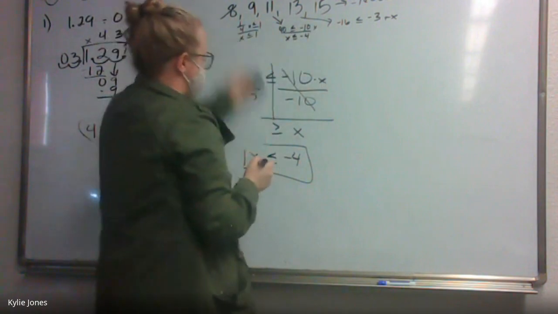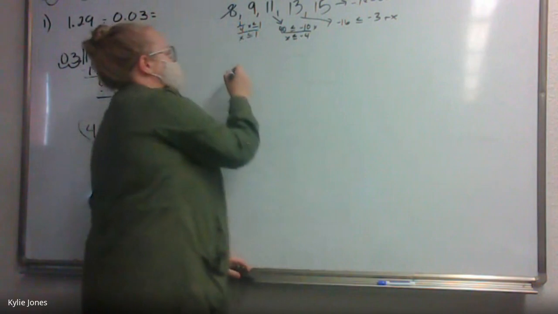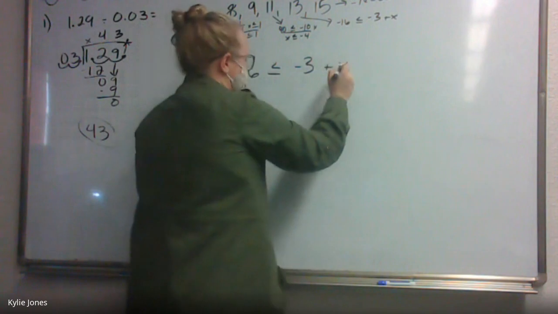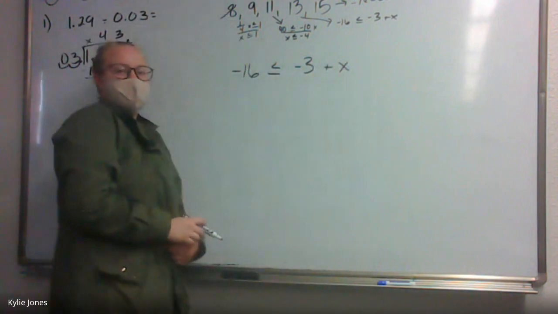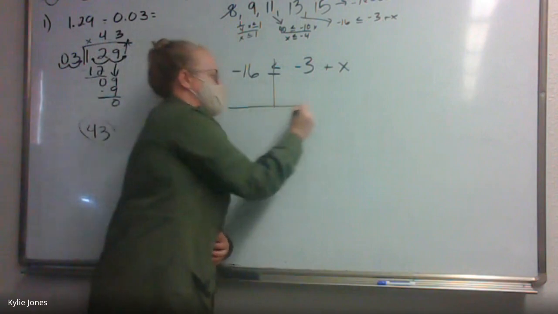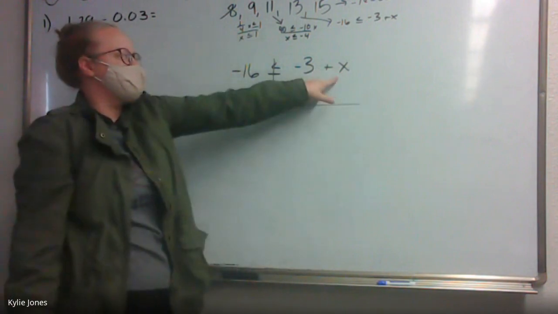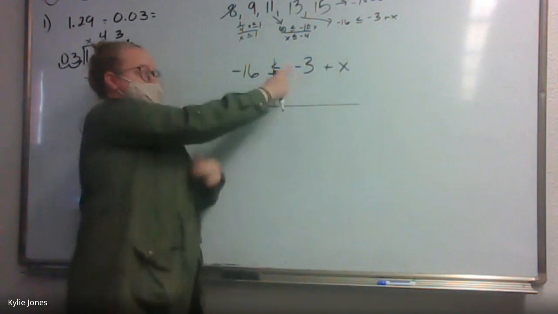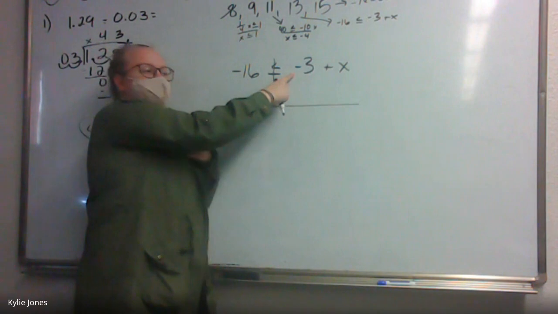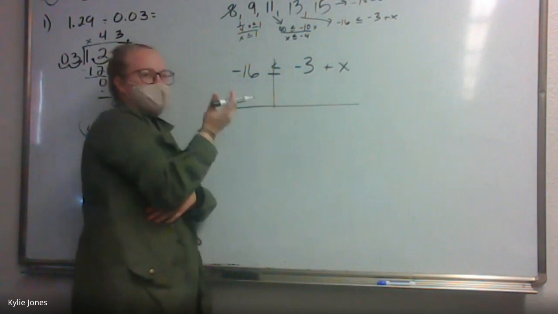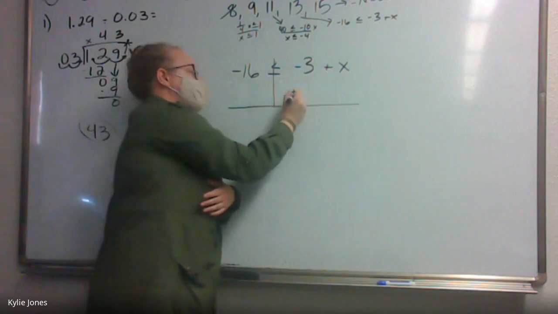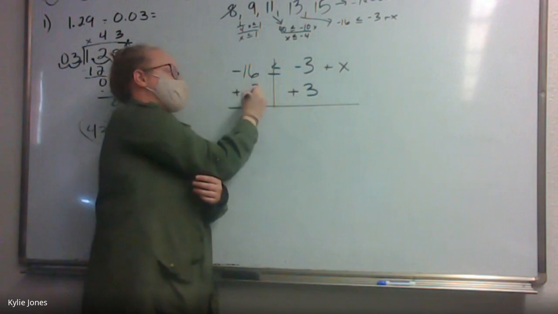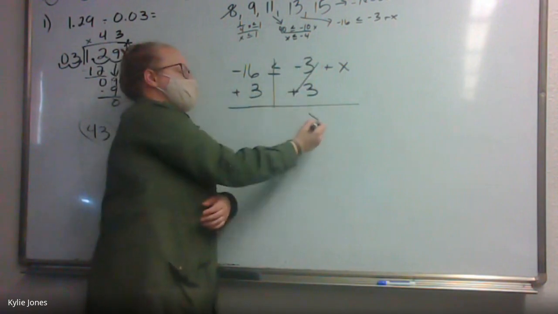Okay, our next one, number 13, is negative 16 is less than or equal to negative 3 plus x. What's my first step? Upside down t. Good. Okay, we need to get this x all alone. So what's my next step? Good. Do the opposite of negative 3. How would I get rid of this negative 3? Not just take it away, but how do I do it? Got to add 3 to each side. This is a negative 3. To cancel it out, we need to add 3 to both sides. These cancel, and we're left with x.